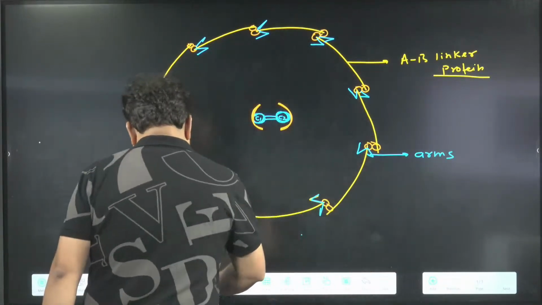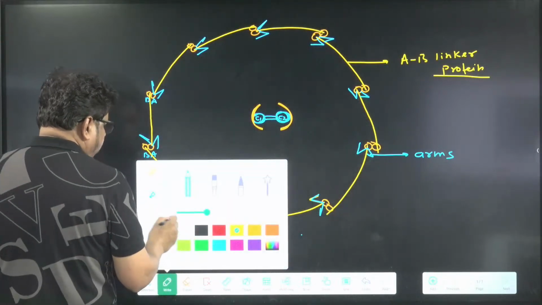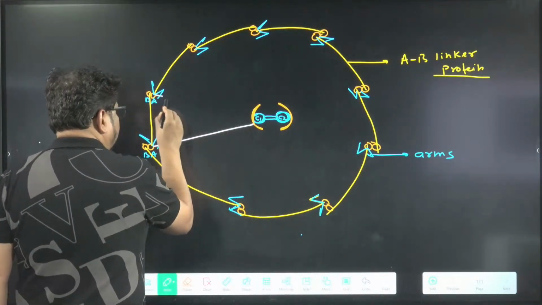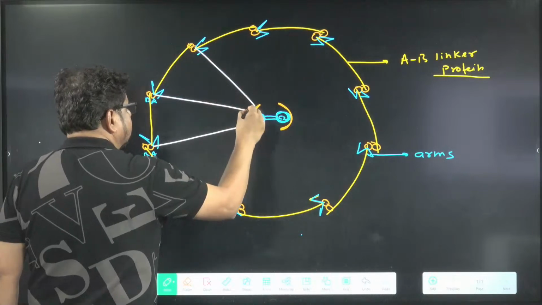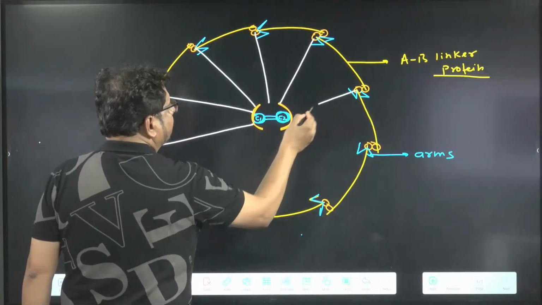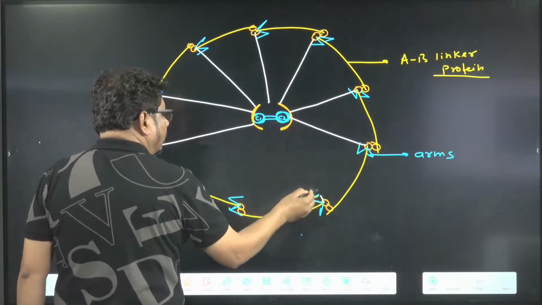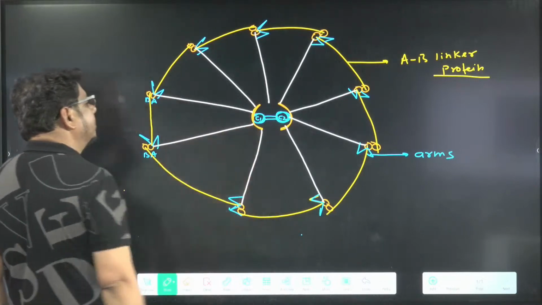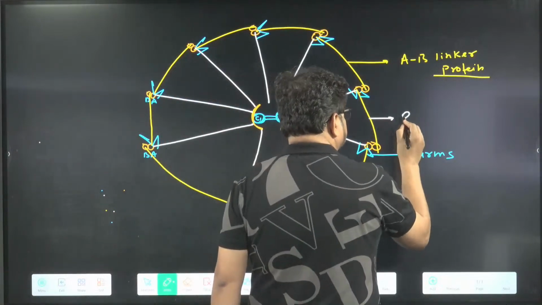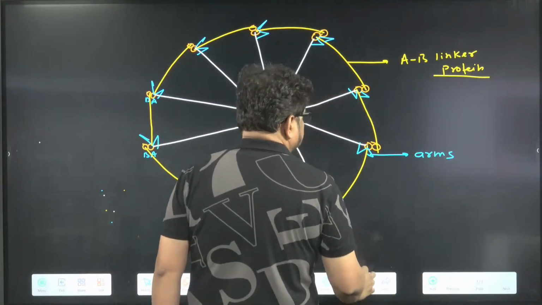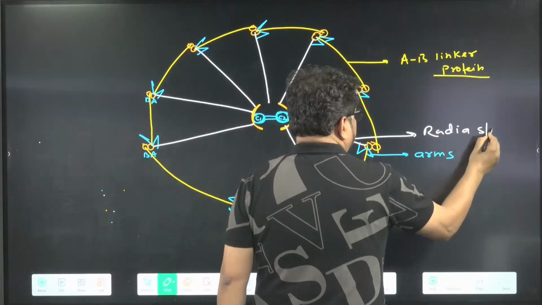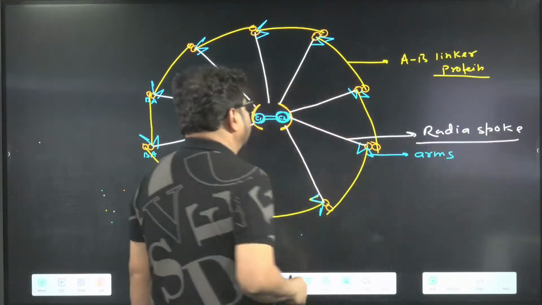Arms are there. Now with every A, radial spokes arise and move toward the central sheath and join with the central sheath. How many radial spokes? With every A, so how many A are there? 9 A are there, so 9 radial spokes are there. So this is basically the radial spoke. So total 9 radial spokes are there.